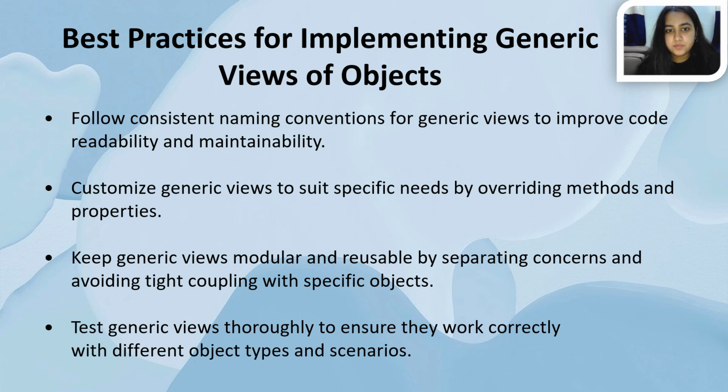Best practices for implementing generic views of objects. Follow consistent naming conventions for generic views to improve code readability and maintainability. Customize generic views to suit specific needs by overriding methods and properties. Keep generic views modular and reusable by separating concerns and avoiding tight coupling with specific objects. Test generic views thoroughly to ensure they work correctly with different object types and scenarios.